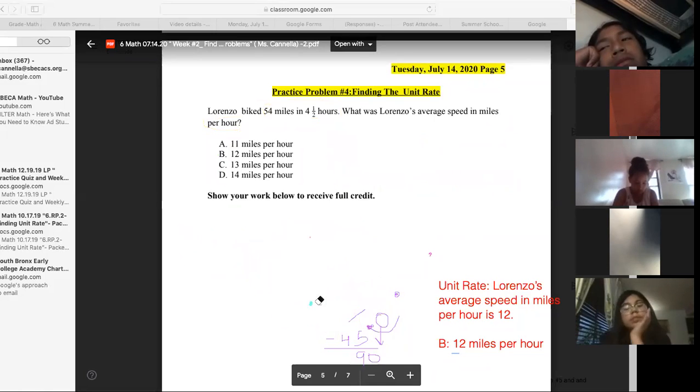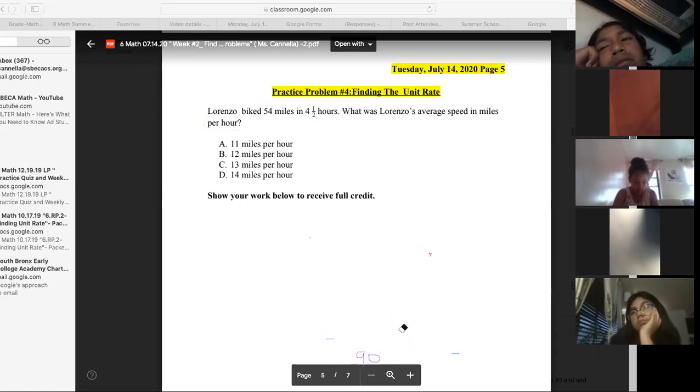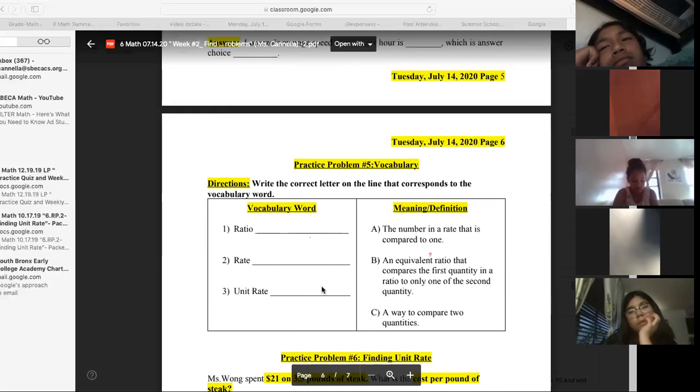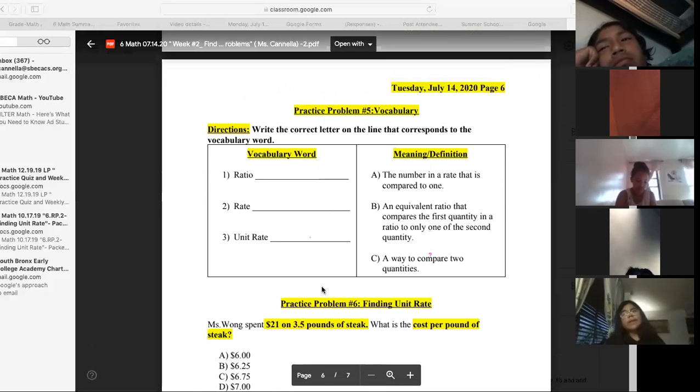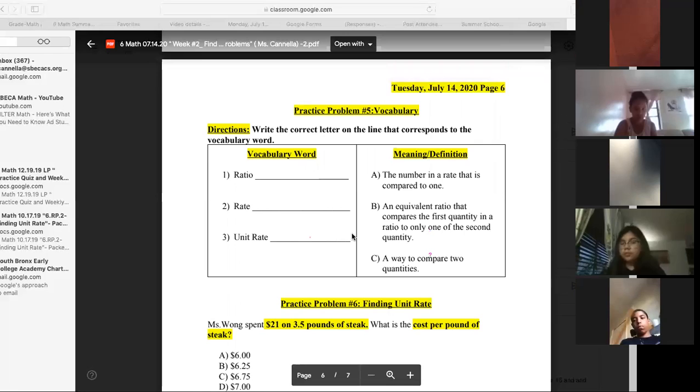All right, here we go. We're going to move on now to page 6. If you're waiting, please try the vocabulary words on page 6, which is matching ratio, rate, and unit rate to the correct definition. Using page 1, the answers are on page 1. Go to page 1 of your packet and see if you can come up with the correct letters on the line. I will give you guys 1 minute to independently do page 6, problem 5.